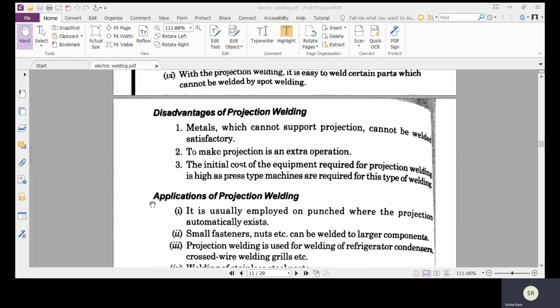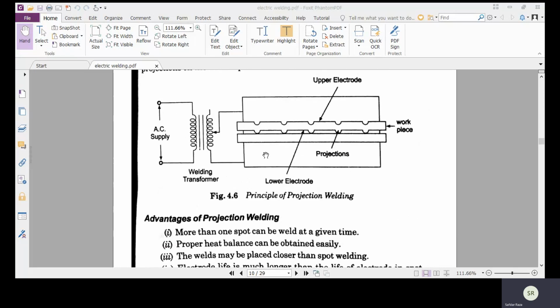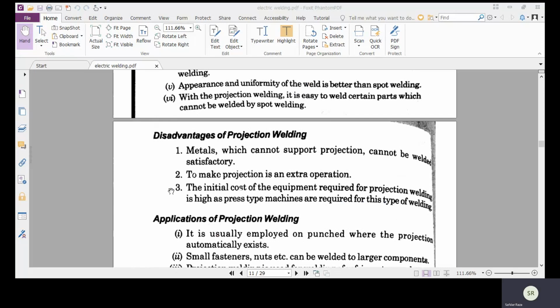And the disadvantages of projection welding are that metals which cannot support projections cannot be welded satisfactorily. Making projections is an extra operation. Definitely a huge amount of work is required in making these projections. The initial cost of the equipment required for projection welding is high, as press type machines are required for this type of welding.